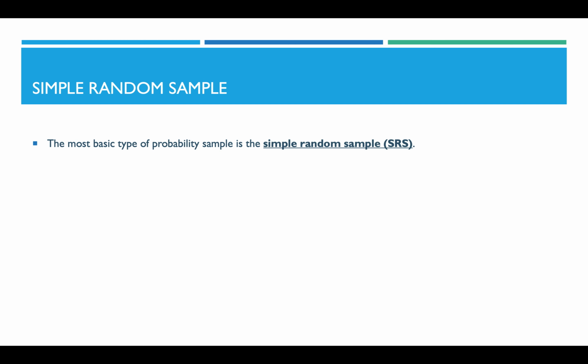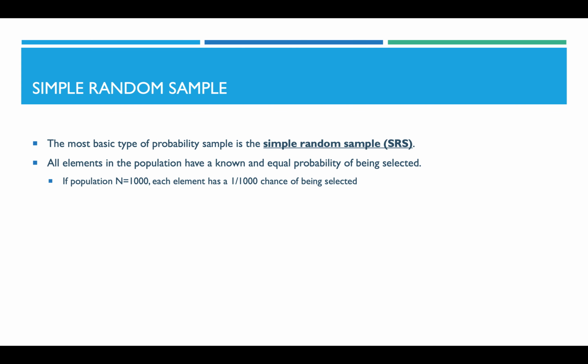All right, let's talk about some different varieties of probability sampling. The most basic type of a probability sample is what we call the simple random sample, sometimes referred to by the abbreviation SRS. What it means for this to be a simple random sample is just that all elements in the population have both a known and an equal probability of being selected into our sample.